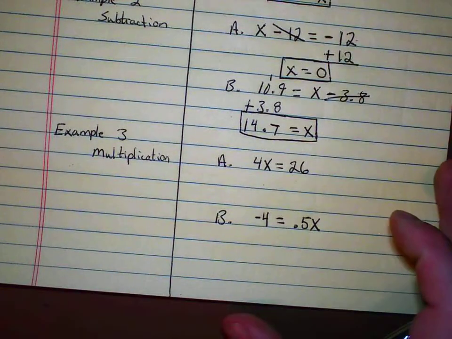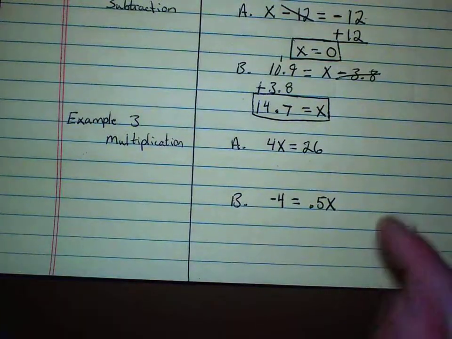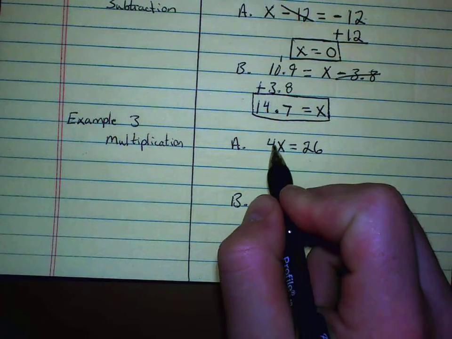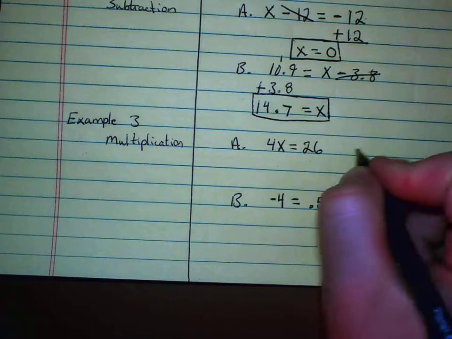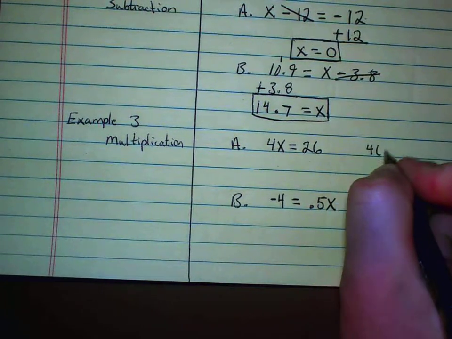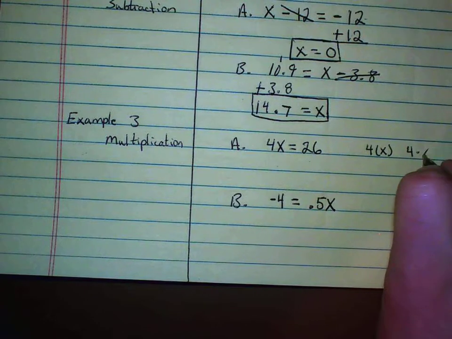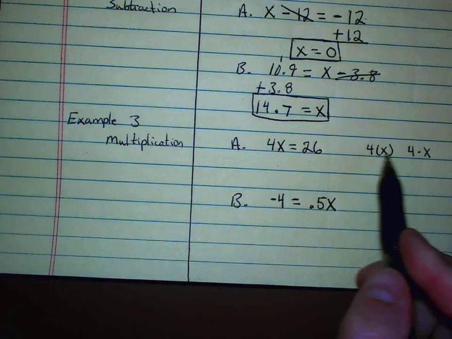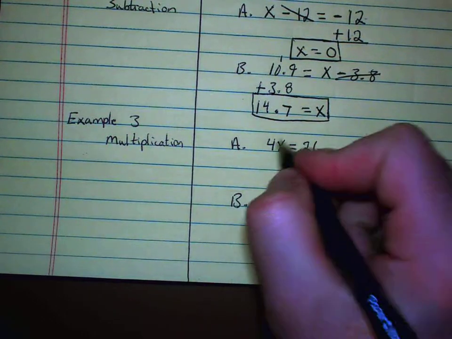Example number 3. We're looking at problems that strictly deal with multiplication. Okay? So here's where this says multiply by. Anytime you see a number next to a variable, it's like putting numbers like this. 4 times x, or 4 times x. This means the exact same as these two. Okay? So instead of multiplying by 4, I need to divide by 4.